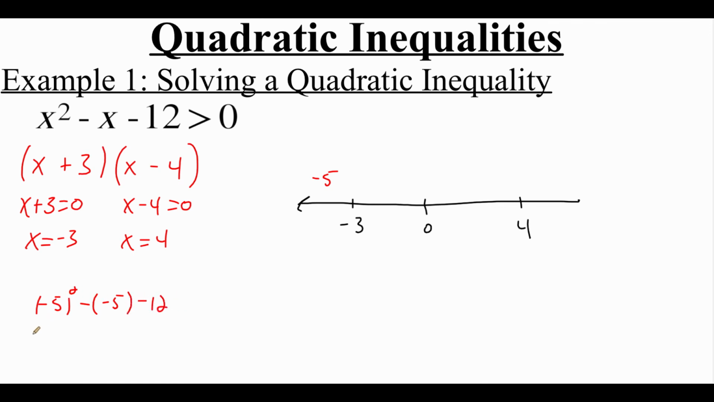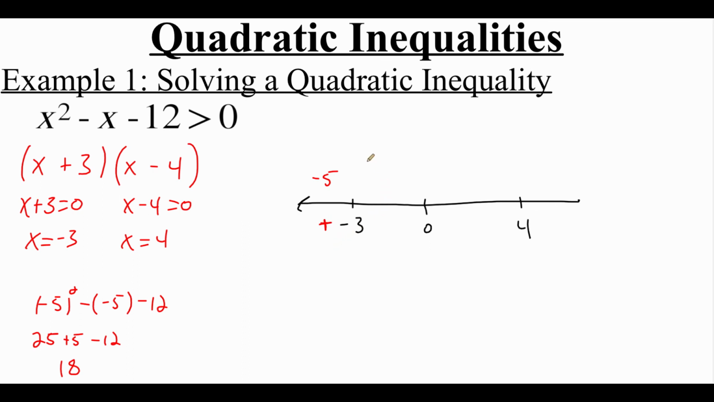Now, negative 5 squared is 25. This double negative turns into a plus 5, and then minus 12. So 25 plus 5 is 30, minus 12 is 18. So because we got a positive number, that means that this interval on the left-hand side is a positive interval.